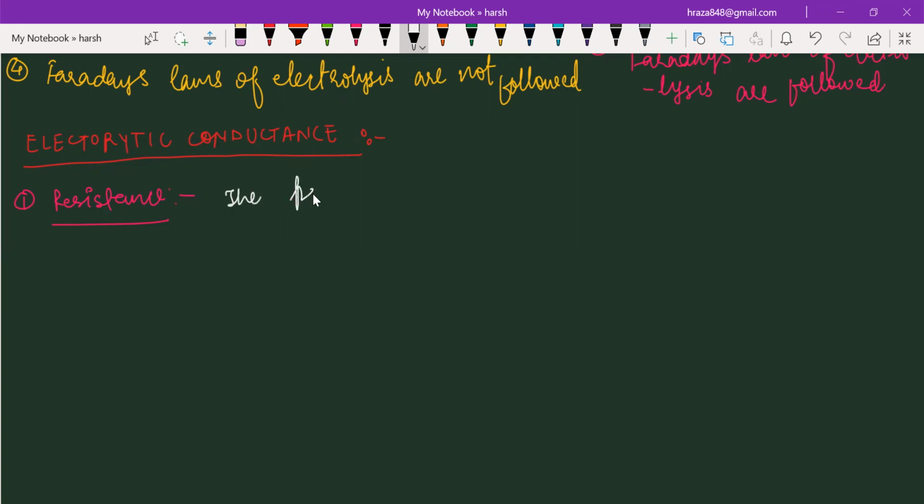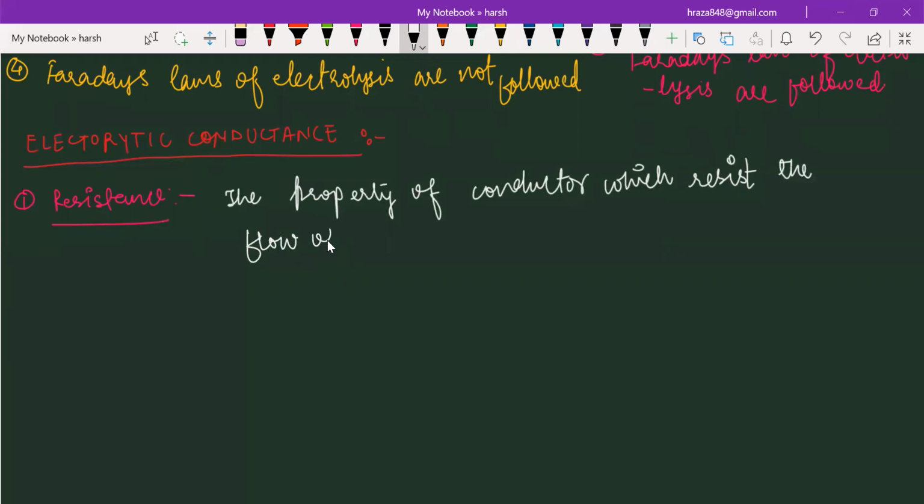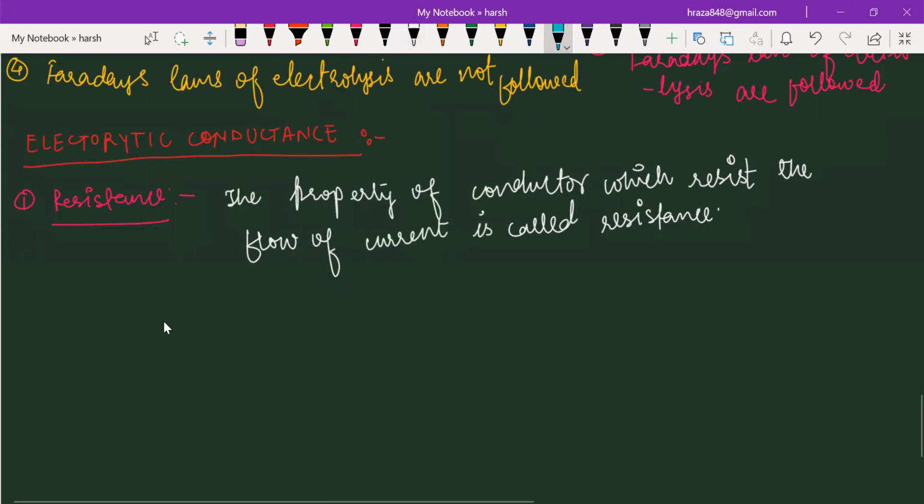So basically, the property of any substance or conductor which resists the flow of current is called resistance. So from Ohm's law, you already know, you have heard of it from class 10. Yes, Ohm's law. You already know that V is equal to IR.